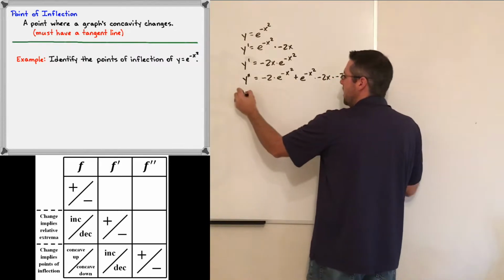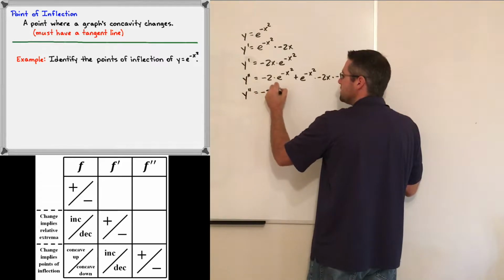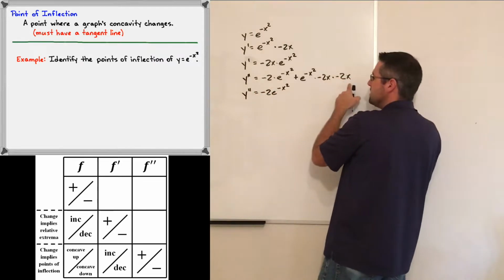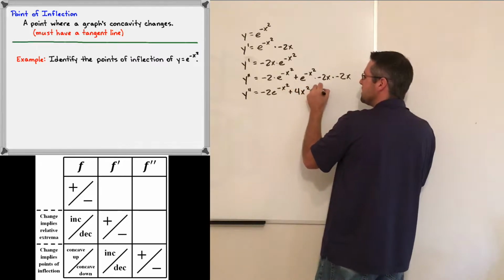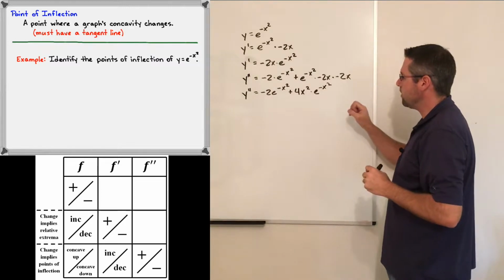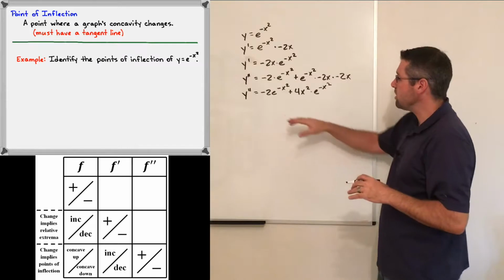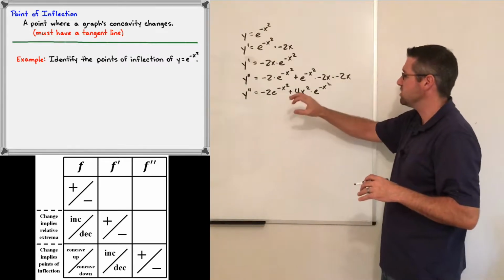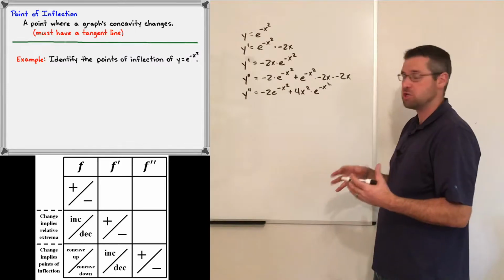So I'm going to clean this up, and we're going to say y double prime is equal to negative 2 e to the negative x squared, and then this combines to be plus 4x squared times e to the negative x squared. Now from here, it's always a good idea to get your factored form. But remember, we're looking for when the second derivative changes signs. If the second derivative changes signs, then the function will change concavity.